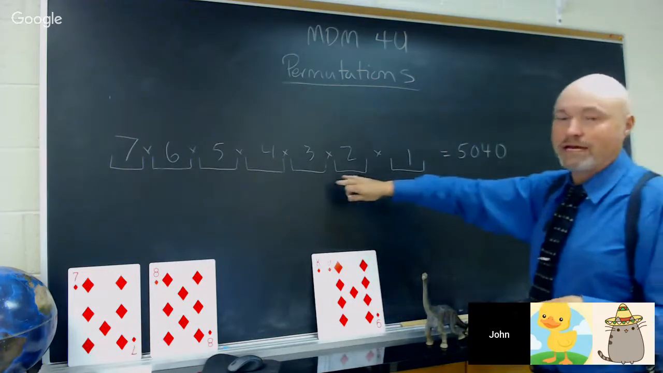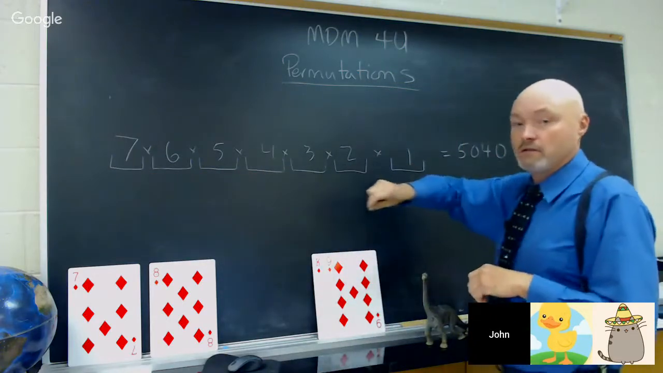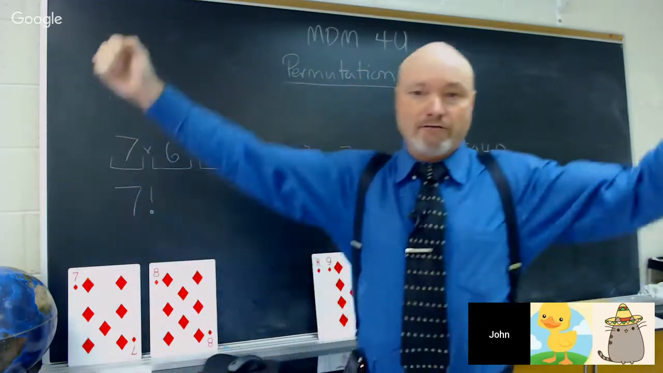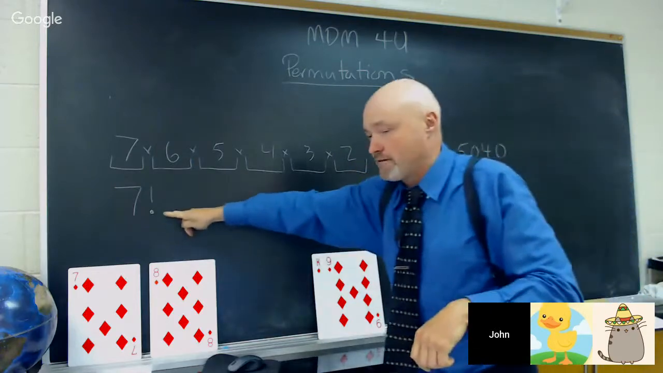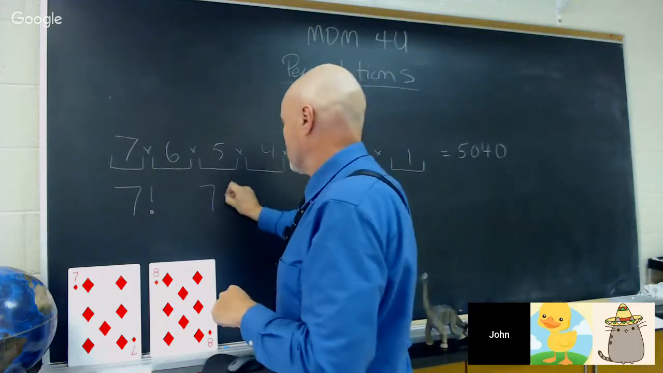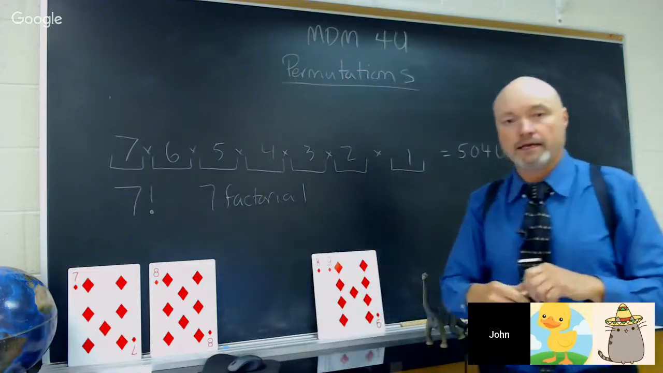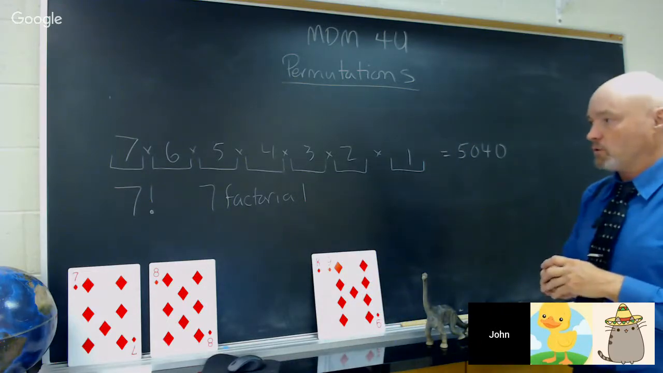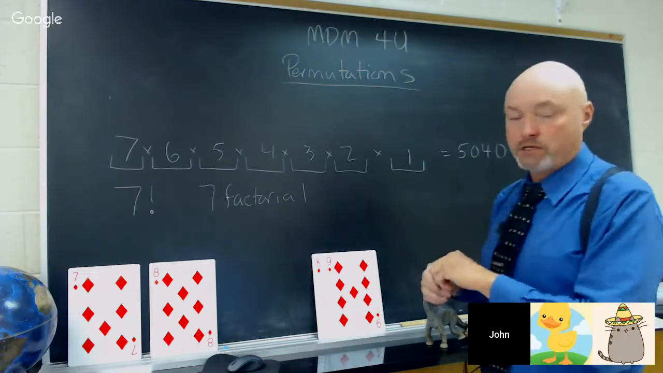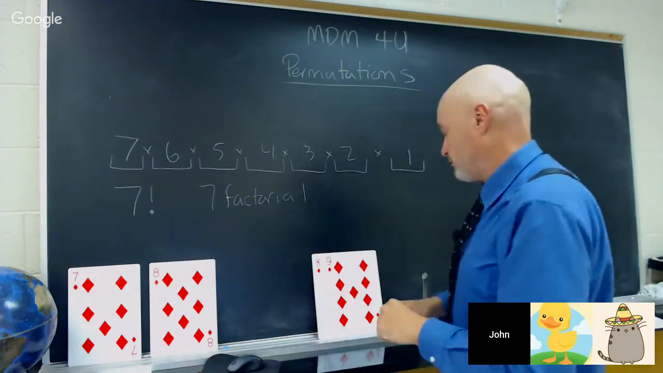Now, we have a compact way of expressing this operation on the number 7, and it's called the factorial. It's expressed this way: 7! Woo! Go 7! We call it 7 factorial. As long as I've got unique elements, I can arrange them in order in 7 factorial ways. It's pretty much that simple. That's how you find how many permutations of 7 objects there are: 7 factorial.